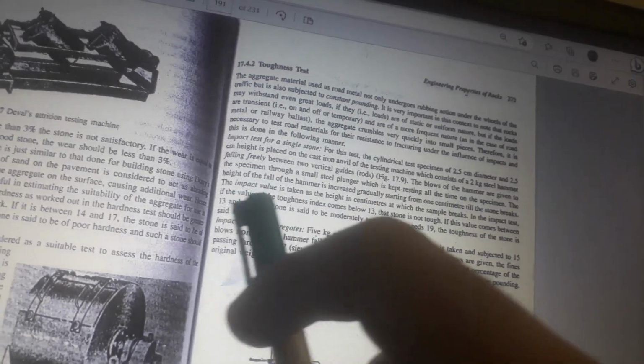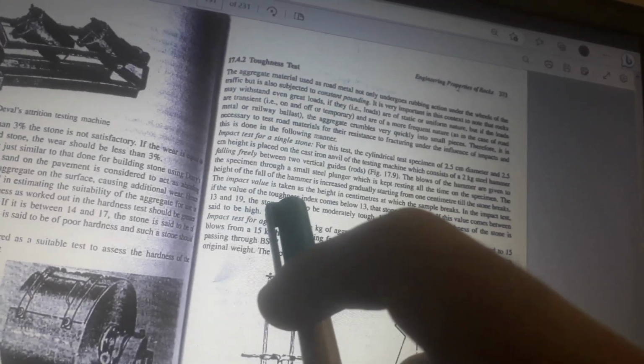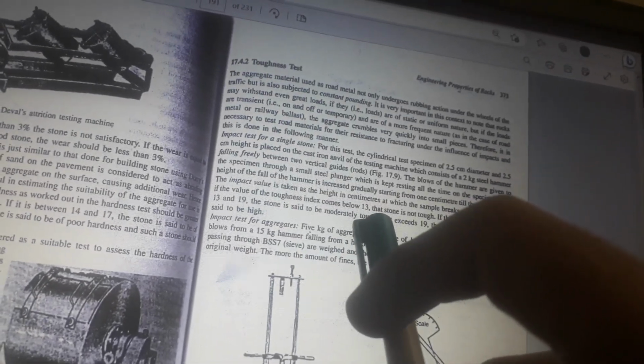In the impact test, if the value of the toughness index comes below 13, the stone is not tough. If this value comes between 13 and 19, the stone is said to be moderately tough. If it exceeds 19, the toughness of the stone is said to be high.